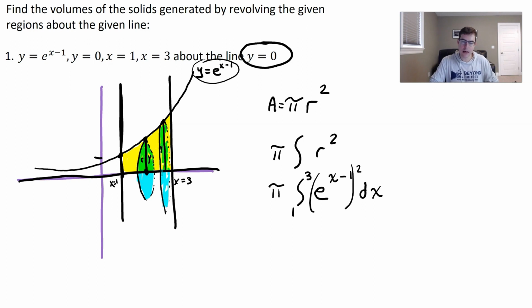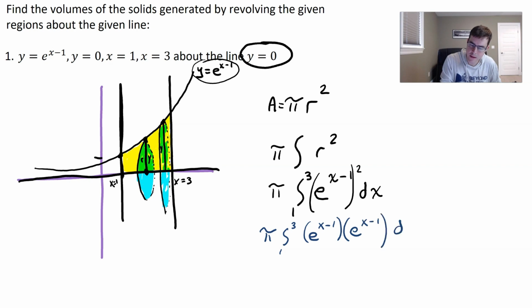Okay, so then we can go ahead and evaluate this. Now, I don't know if this problem was meant for you to evaluate by hand or not. I'm not 100% sure, so I'm just going to evaluate it by hand to be safe. So this becomes pi integral 1 to 3. And e to the x minus 1 squared is e to the x minus 1 times e to the x minus 1 dx. And remember, when you are multiplying exponents with common bases, we add the exponents together. So this is the same thing as e to the 2x minus 2 dx.